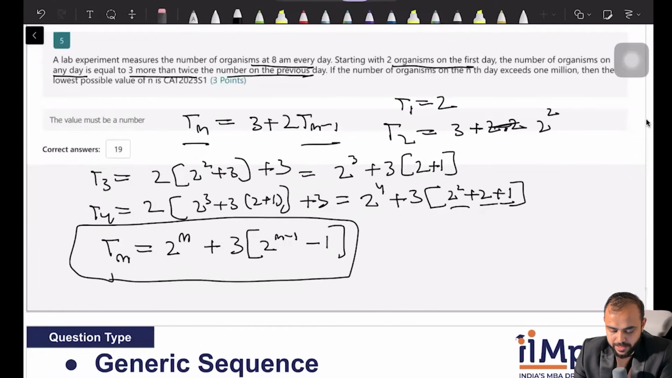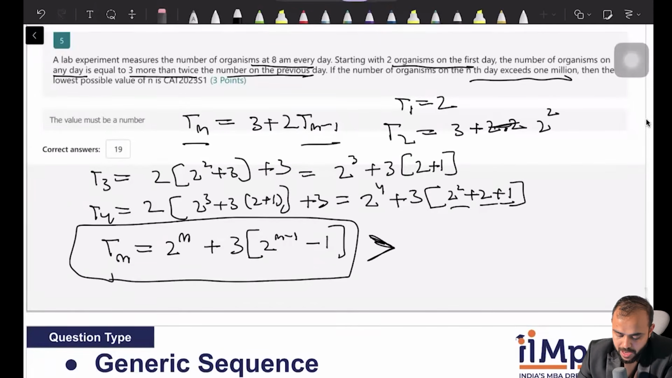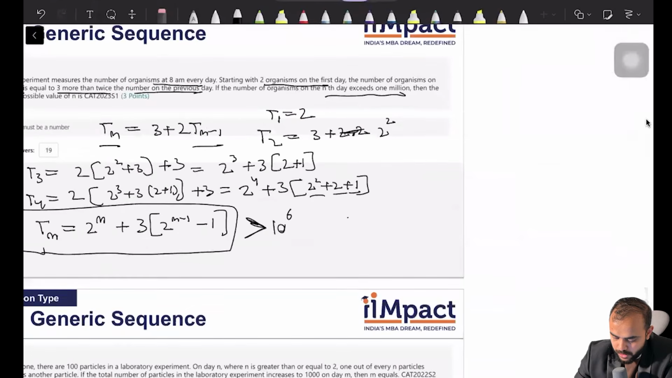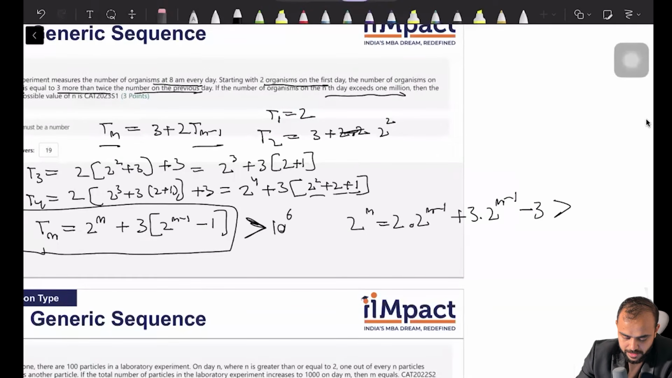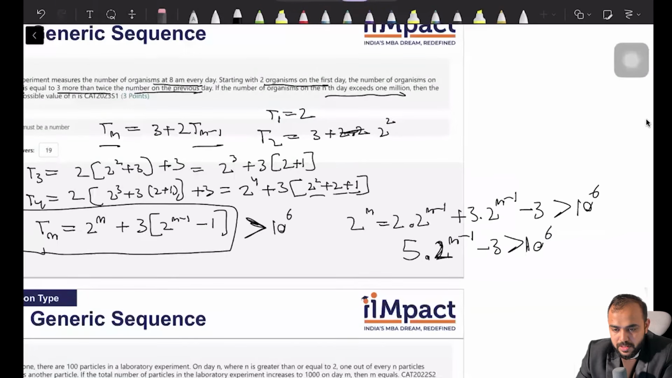And now you have to check if the number of organisms on day n exceeds 1 million. So you want to find the value of n after which this is greater than 10 to the power 6. Even after this, it is honestly calculative. Not a lot of easy ways out of this. You can probably convert this into 2 into 2 to the power n minus 1 plus 3 into 2 to the power n minus 1 minus 3 is greater than 10 to the power 6, or 5 into 2 to the power n minus 1 minus 3 is greater than 10 to the power 6. So after this, you can probably go for hit and trial.